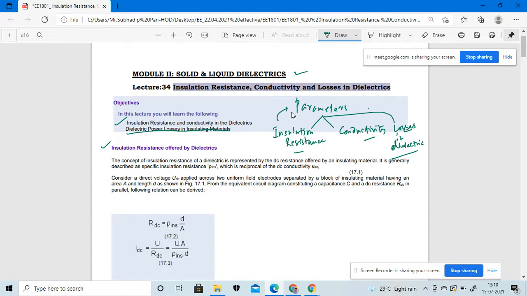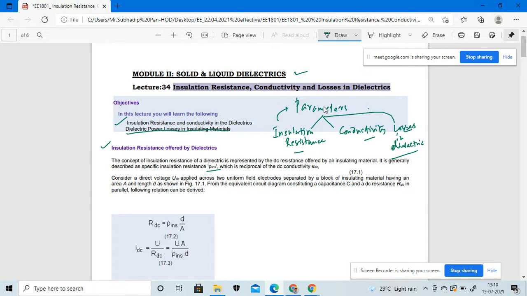What is inside this particular concept? The insulation resistance of the dielectrics is represented by a DC resistance, because when we have to draw the equivalent circuit of a particular system, we need to represent the circuit using a DC resistance offered by the insulating materials. In general we can describe the specific insulation resistance by this particular term.